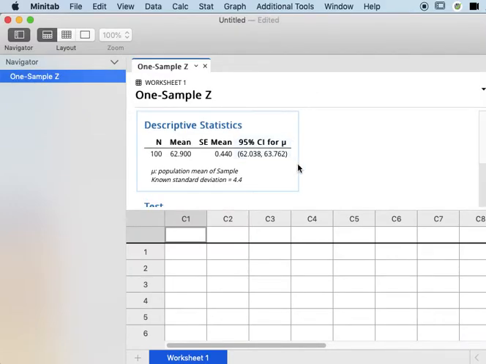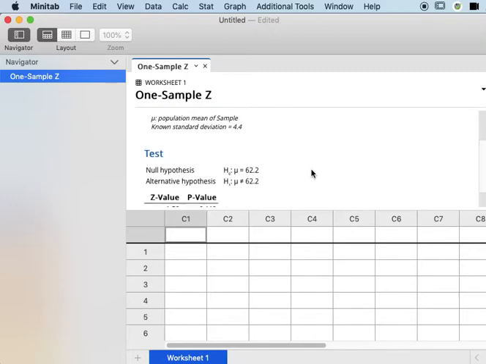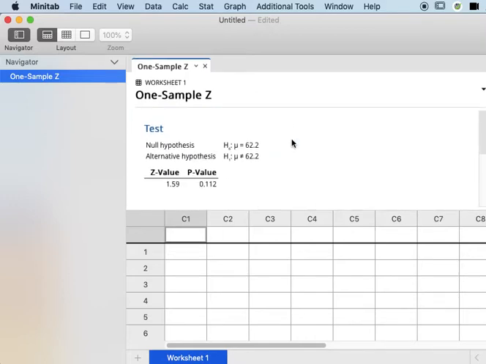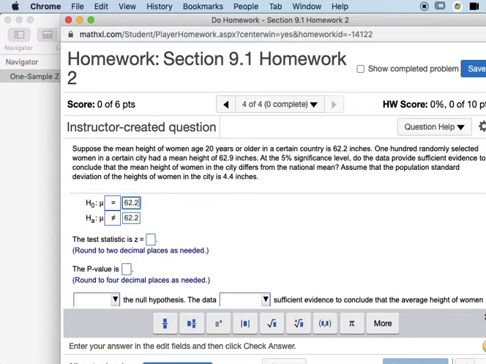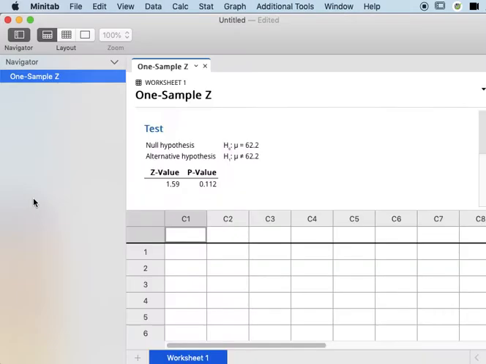And then I see my confidence interval here at the top. I don't need that this time. I need to go down to the hypothesis test. And so I will see my null and alternative hypotheses here. Minitab is using H1 for the alternative hypothesis instead of HA. That's the same thing. But I see my z-value and my p-value. So those are what I need to enter into the homework problem.